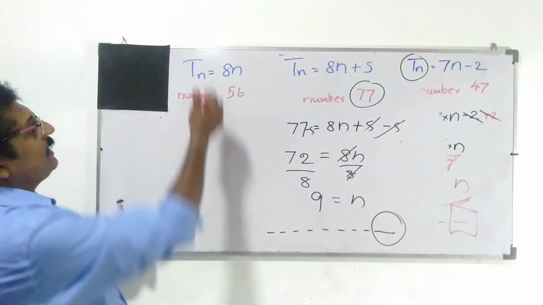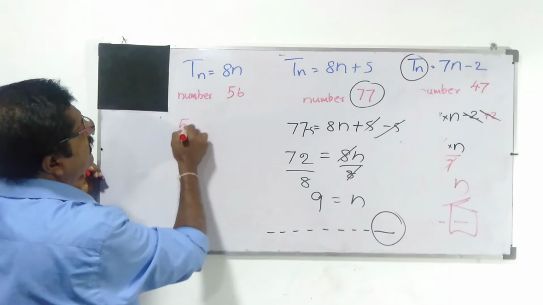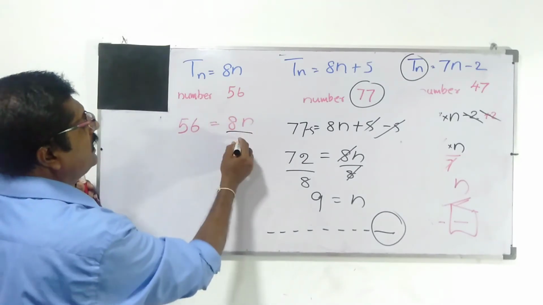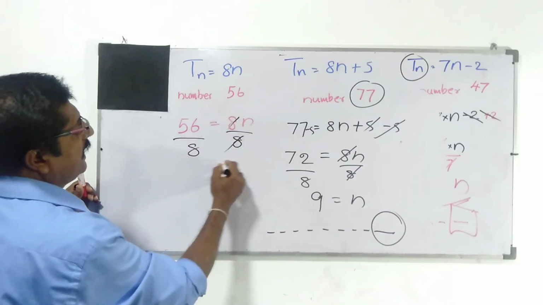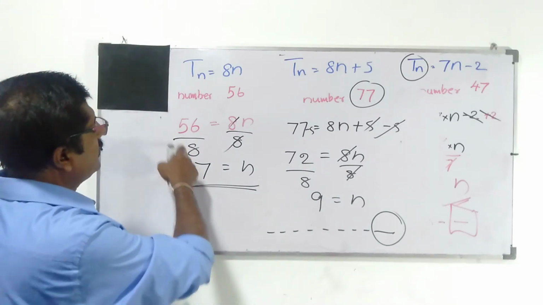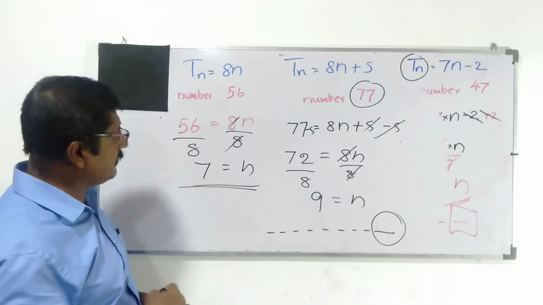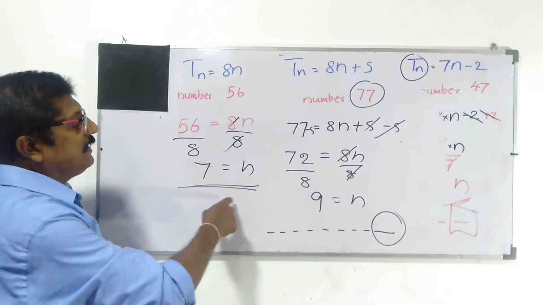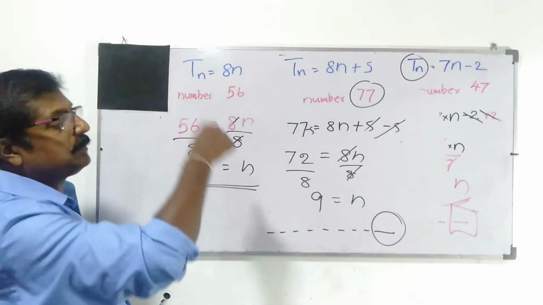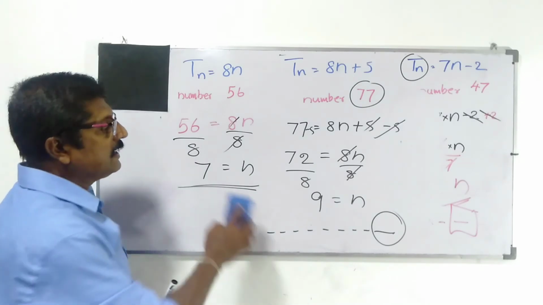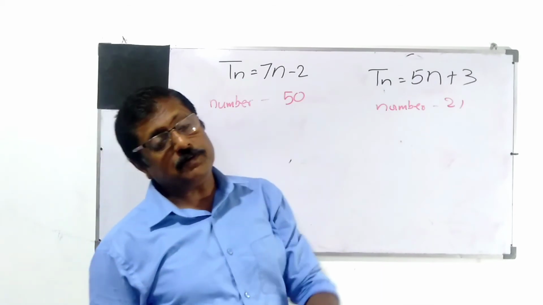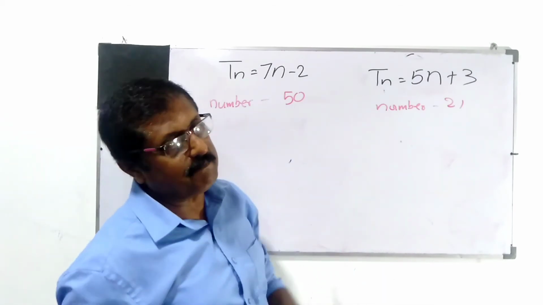Here you are. Now what is this? 56 equals 8n. Then divide both sides by 8. n equals 7. 56 divided by 8 is 7. So 56 is the 7th term of this progression, and there are another 2. Look at these two. These two are very important, somewhat different from others.